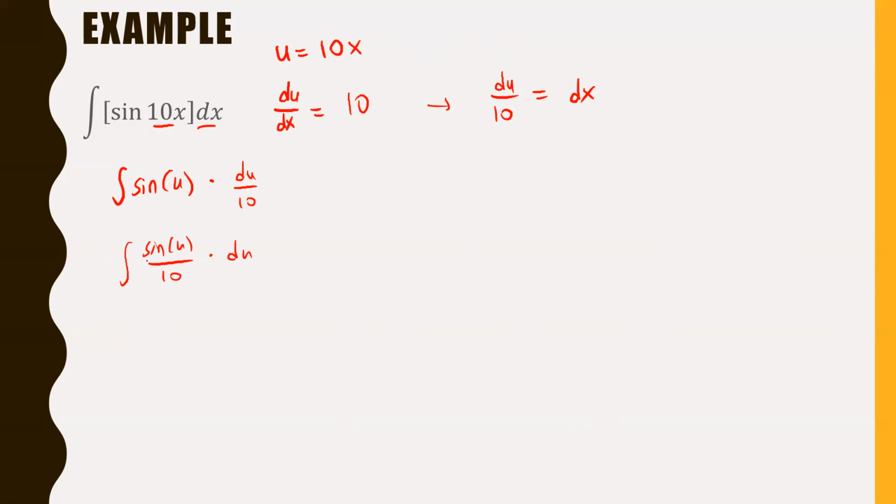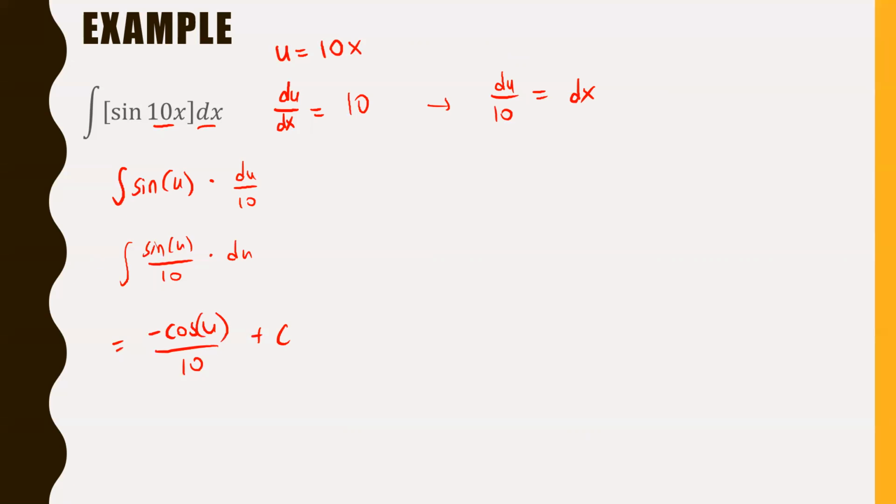We have to think about what the integral of sine is. Well, the integral of sine, think about what the derivative would make sine. Well, negative cosine's derivative would give you sine. So we can say that this is going to equal negative cosine u divided by 10 plus c.